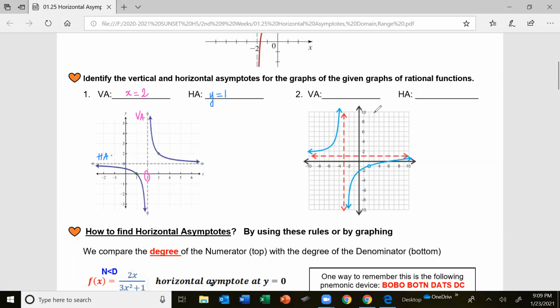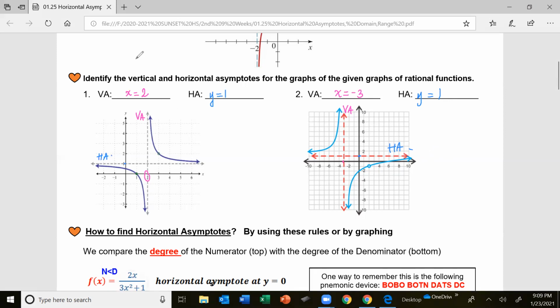For the vertical asymptote on number 2, again we look at the line that goes vertically like this, crossing your x-axis at -3. So we have x equals -3. The horizontal asymptote is the one that goes side to side like this, crossing your y-axis at +1. So we have y equals +1. There you have it. This is how we identify the vertical and horizontal asymptote with the graph.